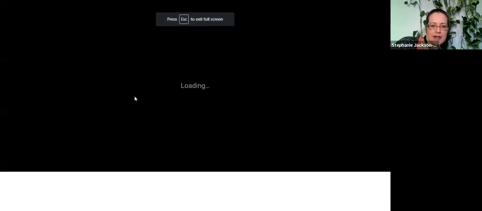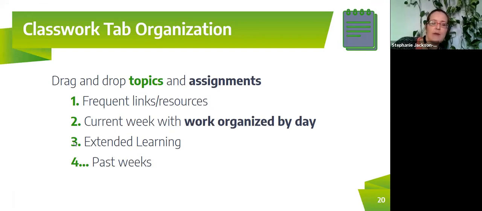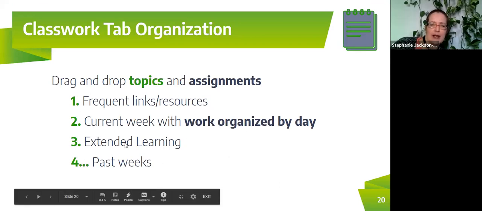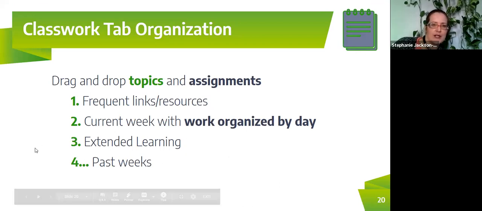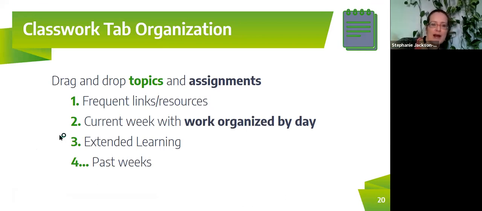So topics. Just one way that you can organize your topics is to have, first, your frequent links or your resources, whatever you want to call that. And then you've got your current week, so the week that we're actually working on. And then maybe you have a topic for extended learning, and we'll talk about that in the extended learning section a little bit later, what you could put in that topic. And then under that, just have all your past weeks.